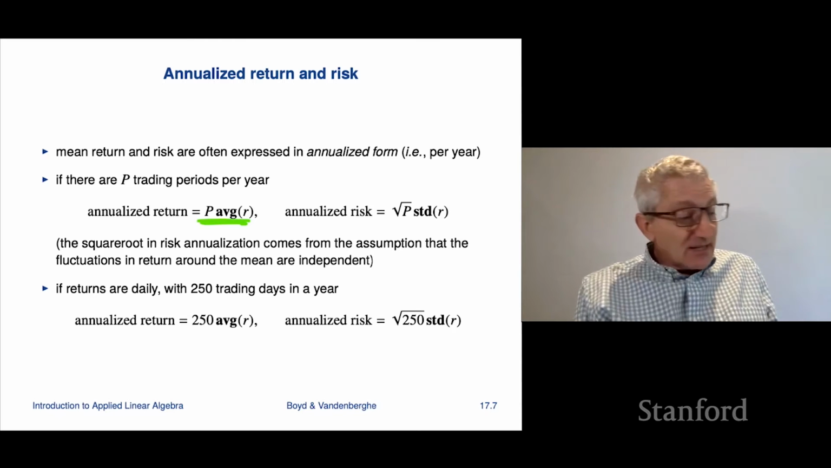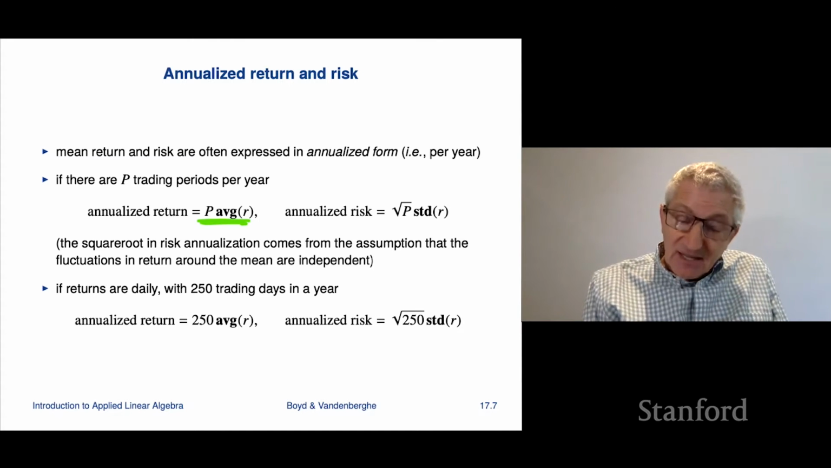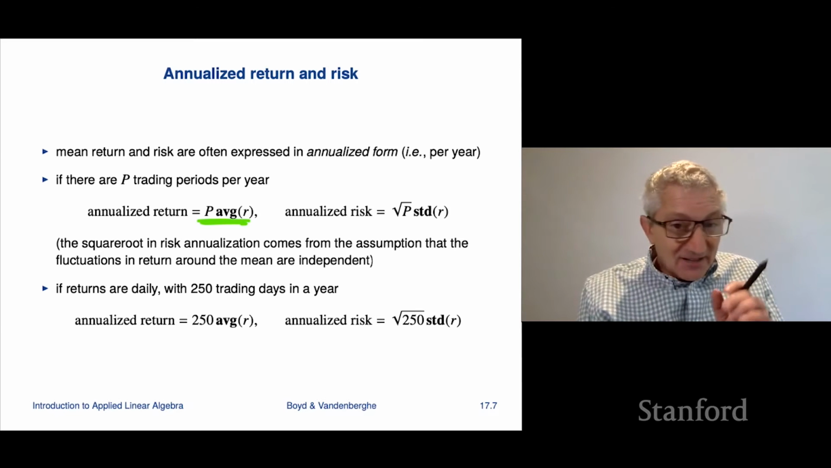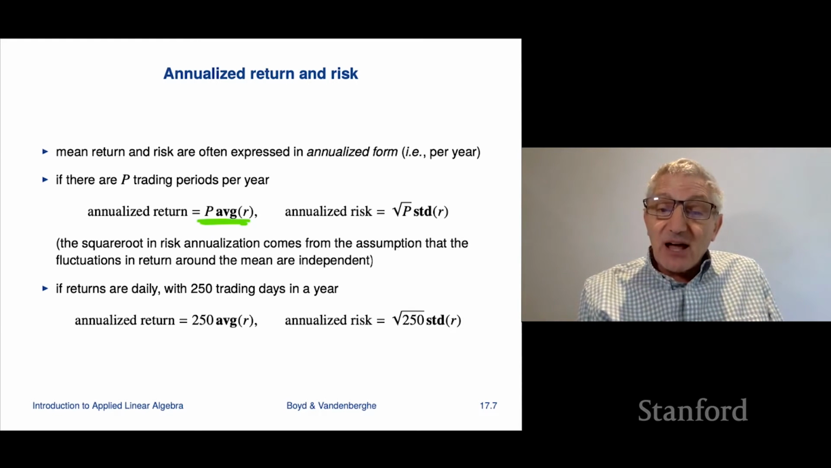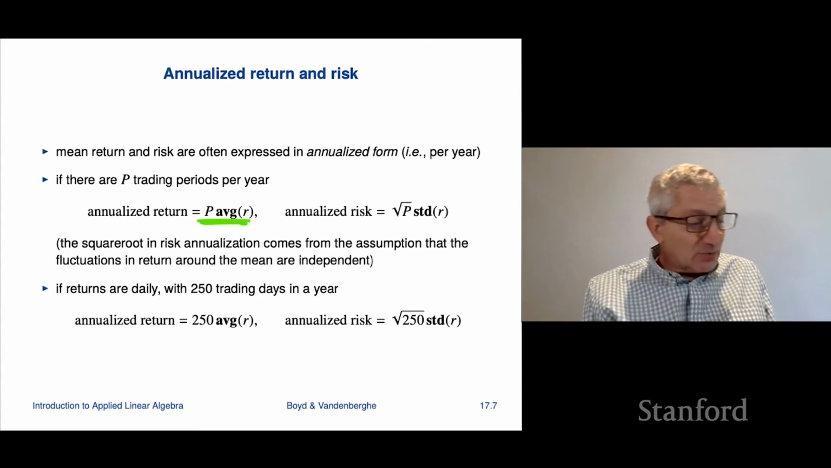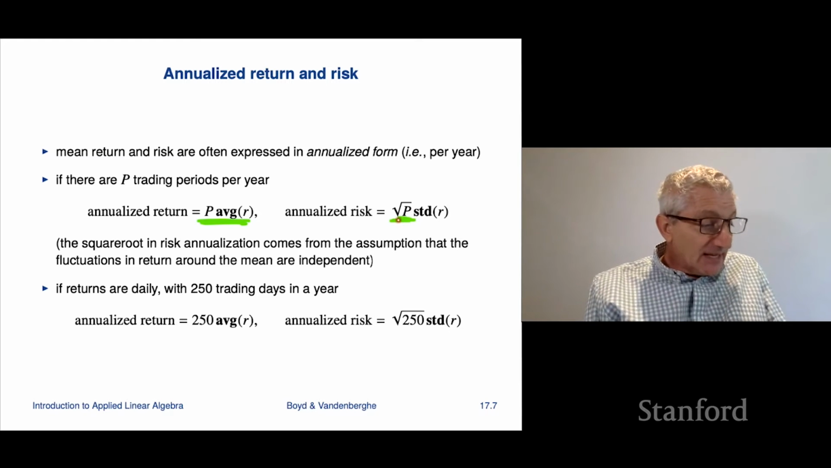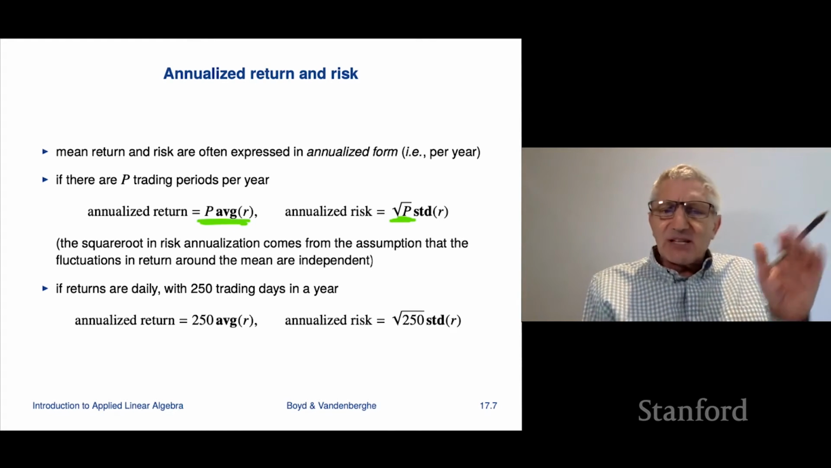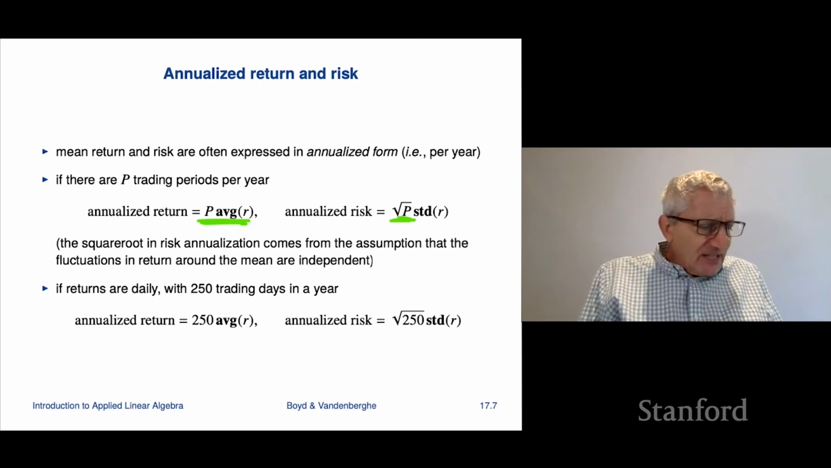The annualized risk is interesting. You don't multiply by P. Actually, what you do is you take the variance, and you multiply by P. Standard deviation is the square root of that, and so you actually have to take the square root of P. So it says that the annualized risk is the square root of P. So that's about 16 or something like that if you have 250.